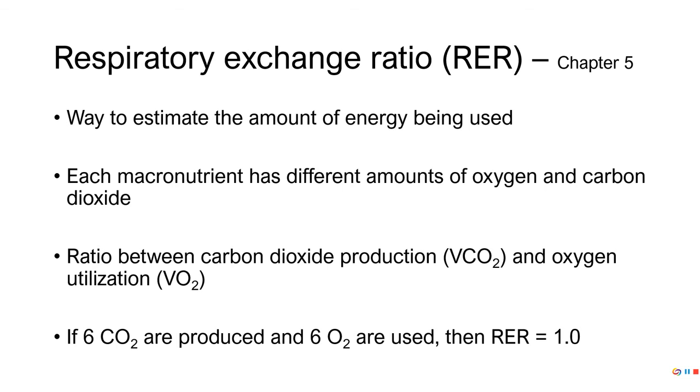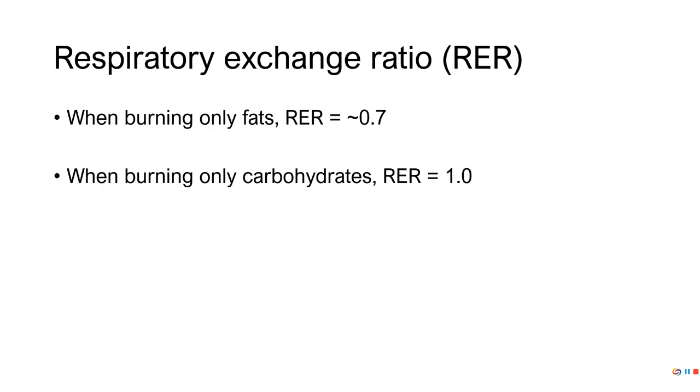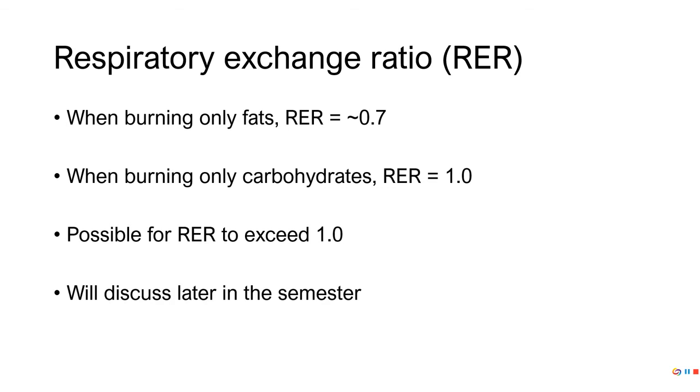So an example of this is if I produce 6 carbon dioxide molecules, but I use 6 oxygen molecules, then my RER is 1.0. Okay, so when we're burning fats or at rest, our RER is about 0.7. Okay, if we're only burning carbohydrates, our RER is 1.0. Now, it is possible for RER to exceed 1.0. We're not going to get into that right now, but we will later. So just remember it can be greater than 1. But generally speaking, it's 0.7 to 1.0. And the closer we are to 0.7, that means we're burning more fats. The closer it is to 1, that means we're burning more carbs.